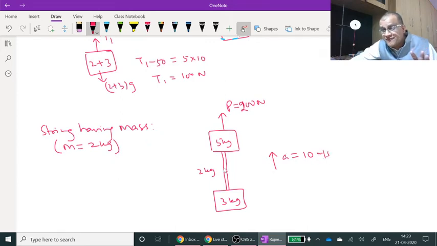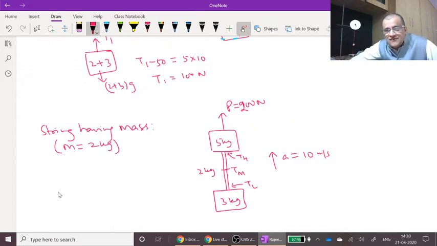If you take any part of the string, then that mass is getting accelerated in the upward direction, and so the forces on the two sides of that mass cannot be the same. And so you will find at different points of the string the tension is different. So what you have to do now is tell the tension in the middle point Tm, the tension at the highest point Th, and the tension at the lowest point TL. You have to find tension at these 3 points.